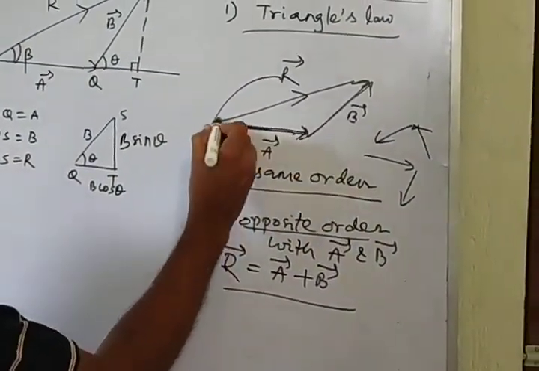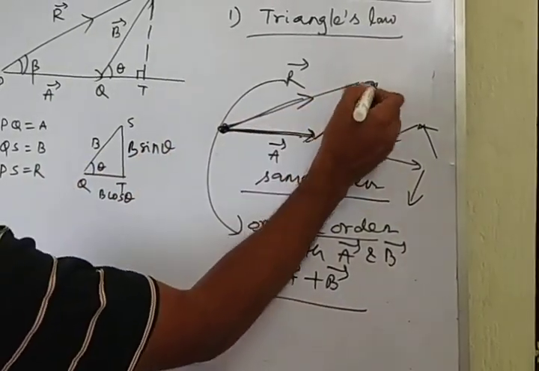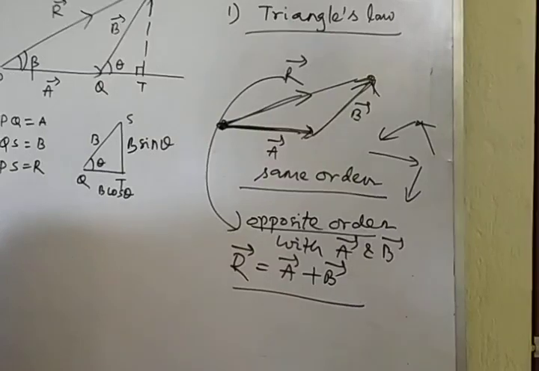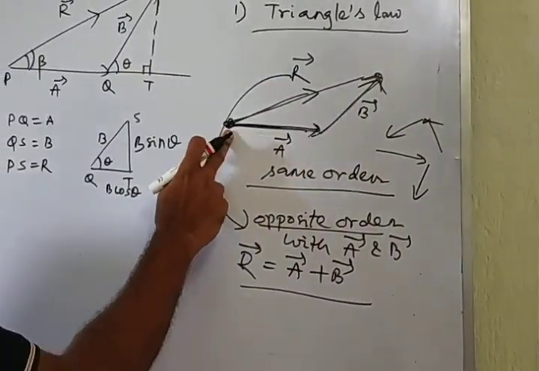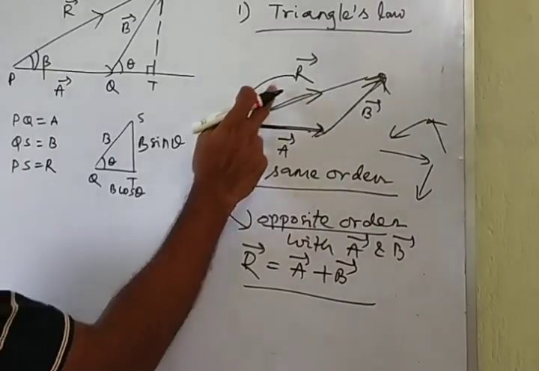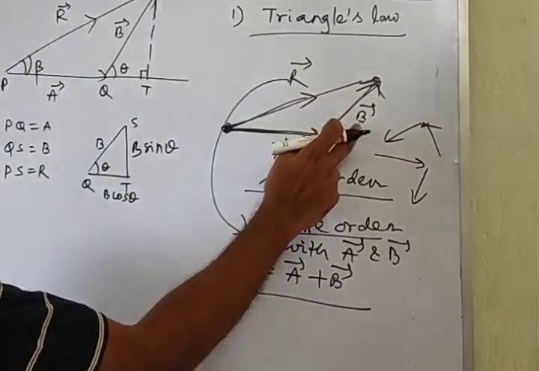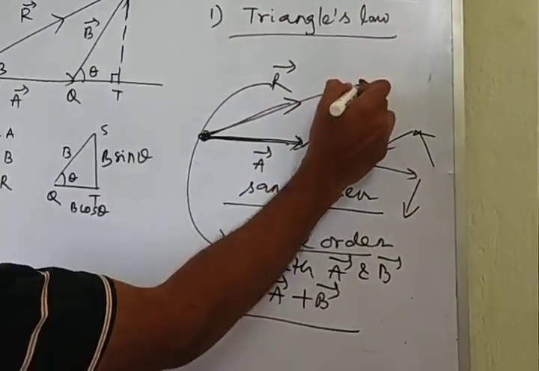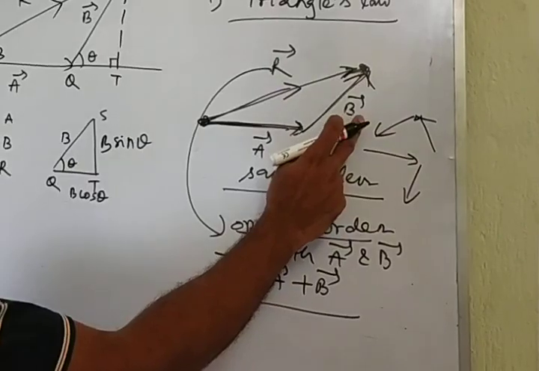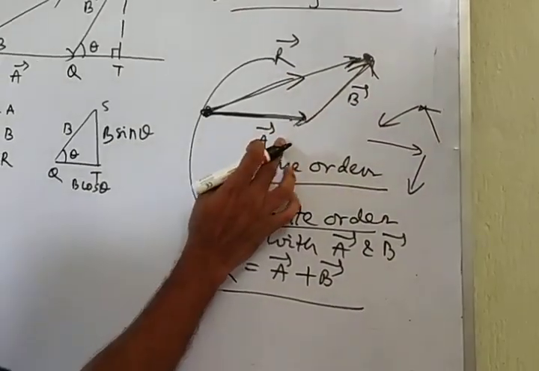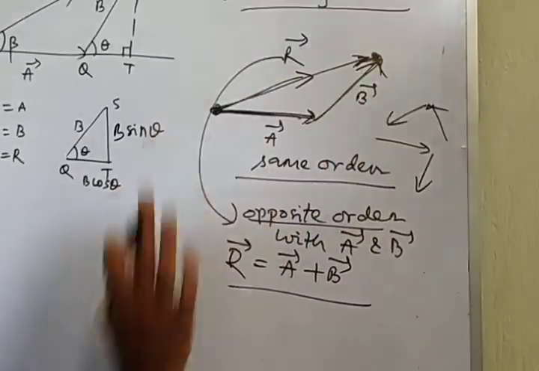Either two vectors possess the same tail at one point, or two vectors possess a common head at one point. Here R vector and A vector possess a common point at their tail region. That's why R vector is in opposite order with A vector. Here R vector and B vector possess a common point at their head region. That's why R vector and B vector are in opposite order. Whereas A vector and B vector are in same order, because A vector finishes and B vector starts.